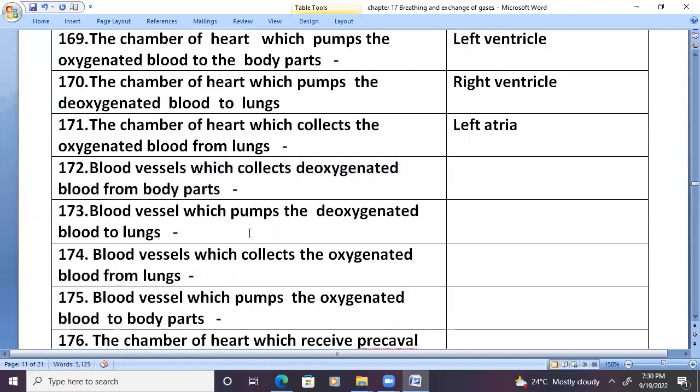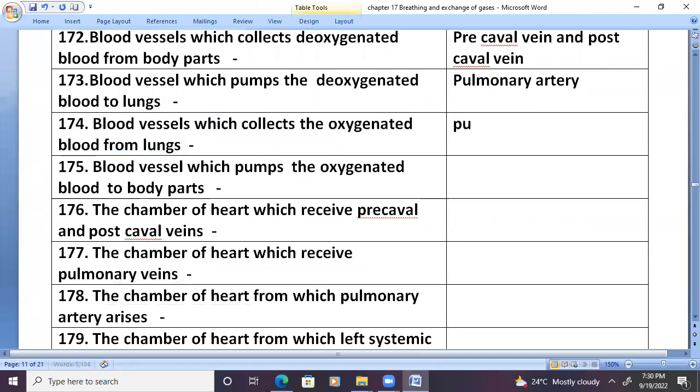The blood vessels which collect deoxygenated blood from body parts are the precaval vein and postcaval vein. The blood vessel which pumps deoxygenated blood to the lungs is the pulmonary artery. The blood vessel which collects oxygenated blood from the lungs is the pulmonary vein. The blood vessel which pumps oxygenated blood to the body parts is the left systemic aorta.